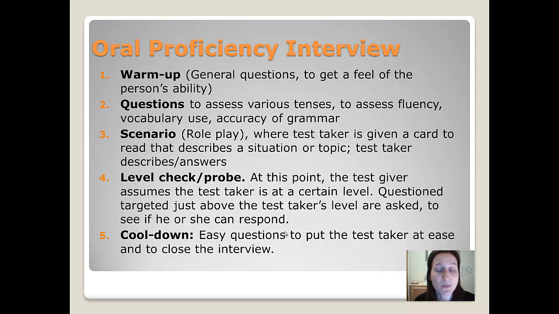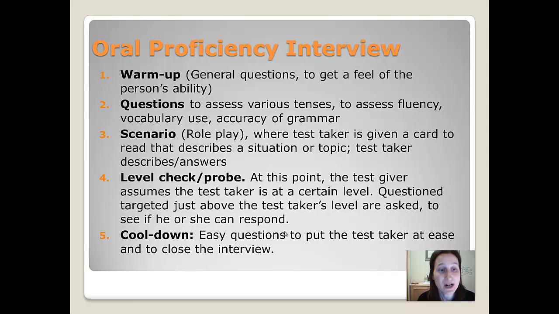There's a warm-up where the interviewer asks the person some general questions to get a feel of the person's ability. You know, they start with, how are you? What did you do this morning? Just to get the person's ability.